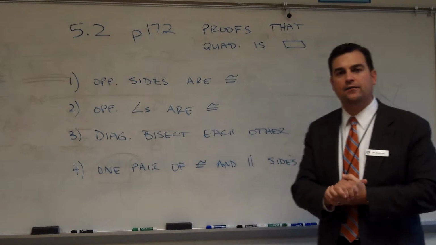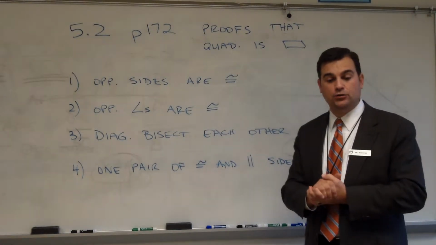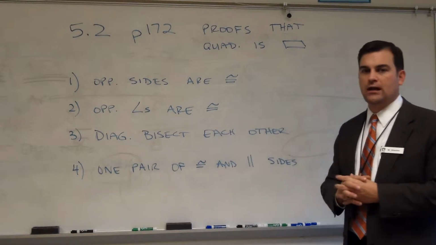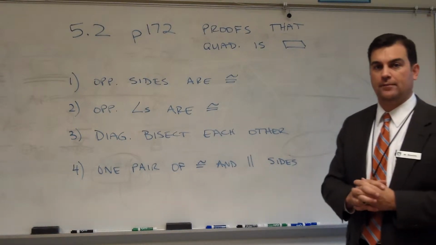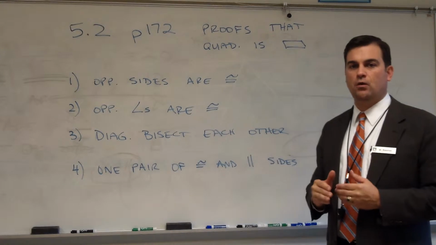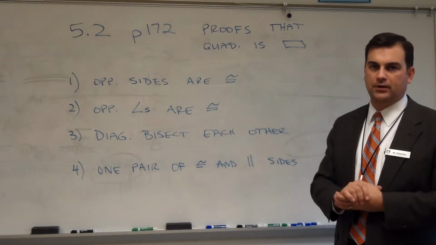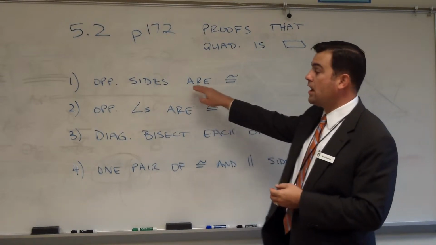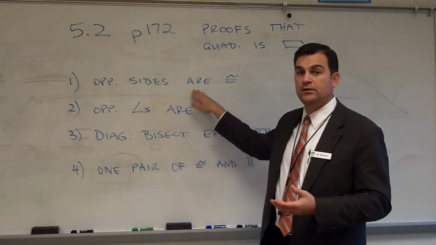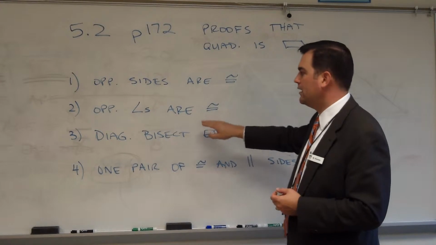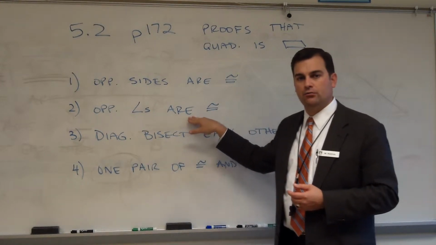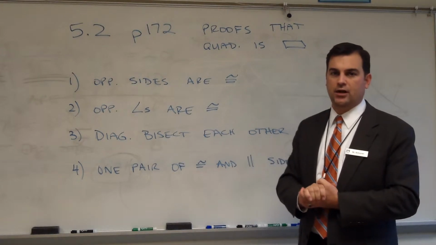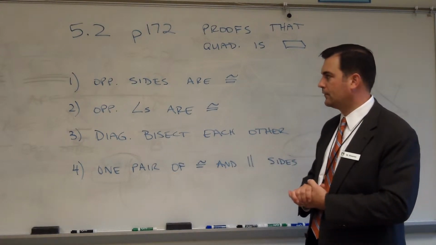This is Chapter 5, Lesson 2, on page 172, how to prove that a quadrilateral must be a parallelogram. If you remember from Lesson 1, we learned that there are three properties of parallelograms. And those three properties are that opposite sides will always be congruent in a parallelogram, that opposite angles will be congruent in a parallelogram, and that the diagonals will bisect each other in a parallelogram.